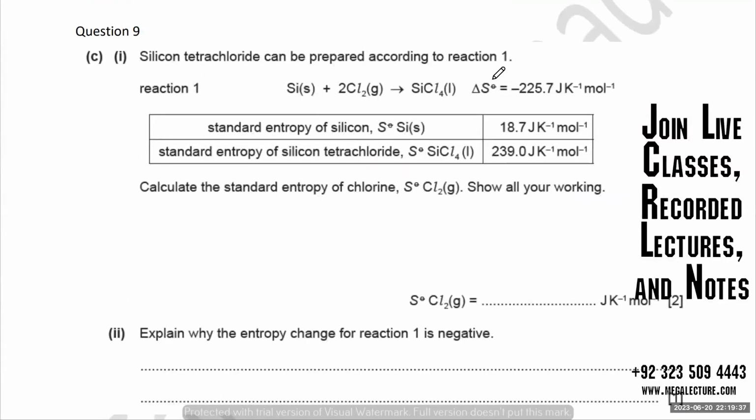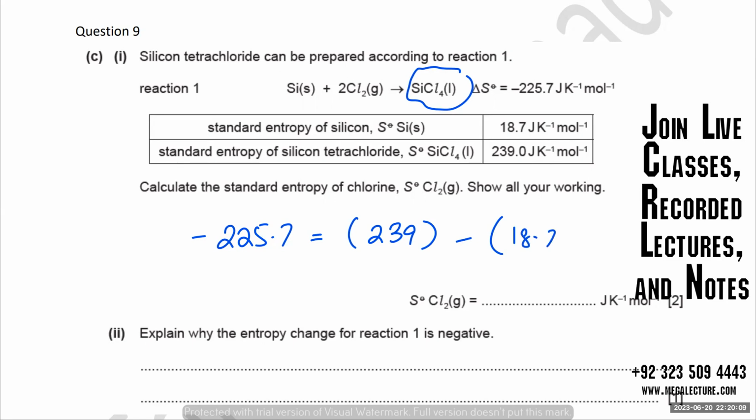This one is the reverse. Let's do this one, the last one. So delta S is already given. So you know what delta S is? 225.7, right? So it's the entropy of the products. So SiCl4, that's given, I think. Yeah, that's given. So that's 239 times one, minus my reactant, which is Si, which is 18.7. And Cl2 is not given, so that is 2x. You have to solve for x now.